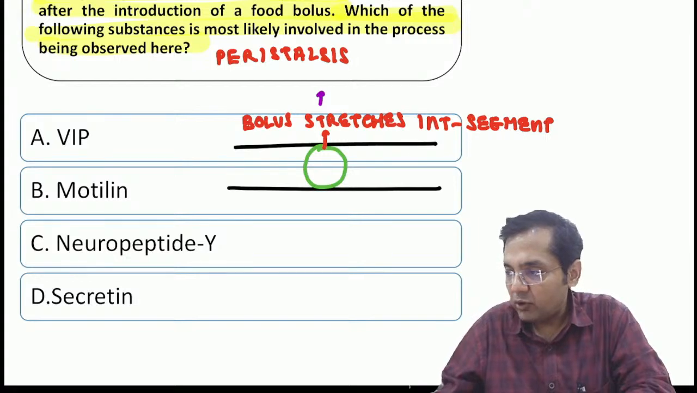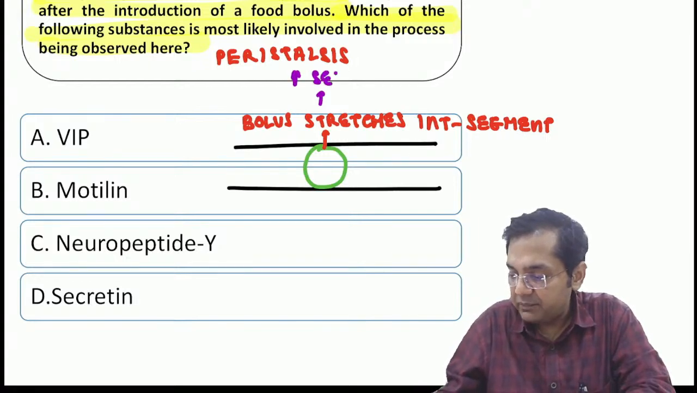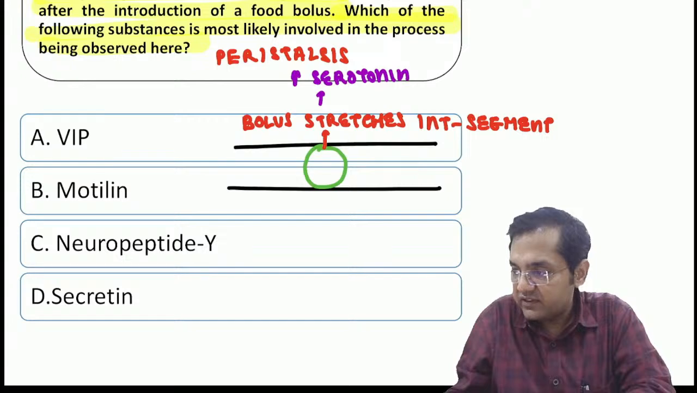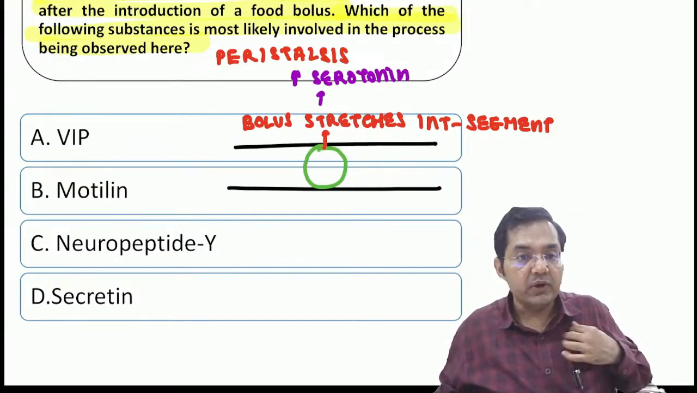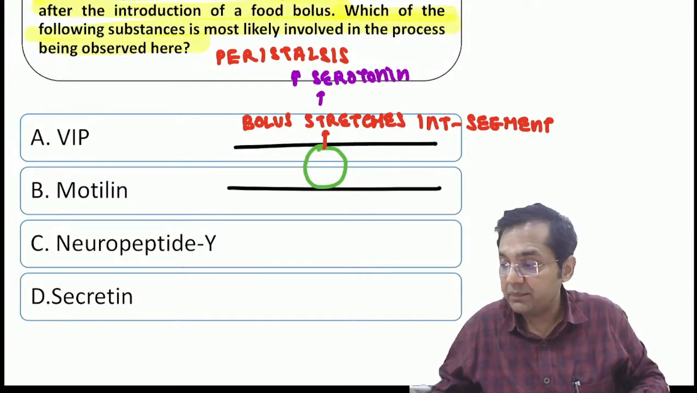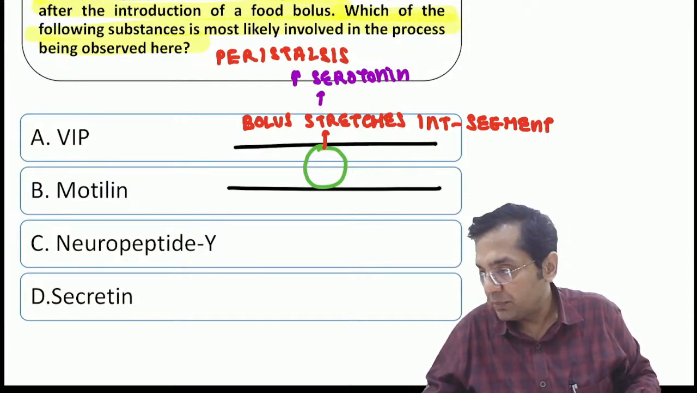No, B is not the answer. That is why I am discussing the mechanism of peristalsis for you all. No. Motility is the wrong answer. I just told you motility is responsible for MMC. So it can't be motility. That is the wrong answer. So please listen carefully.